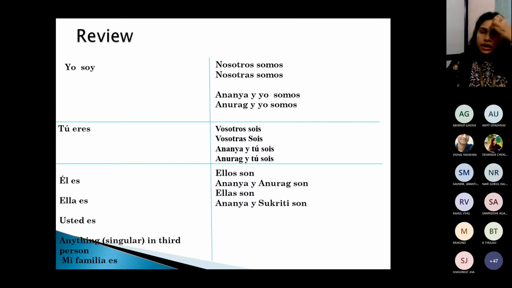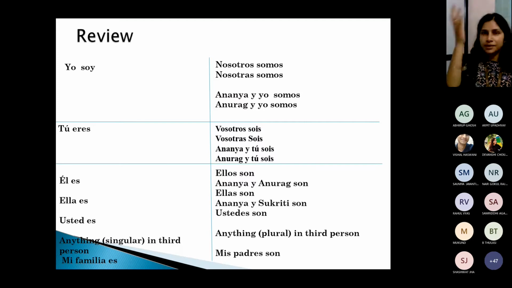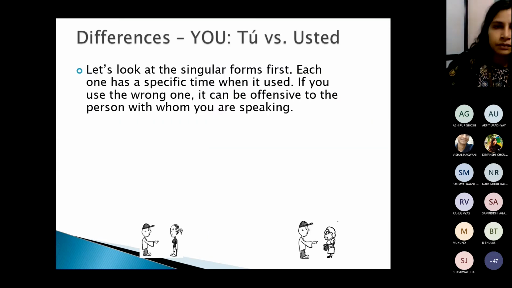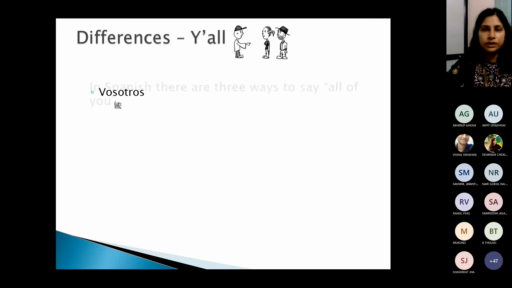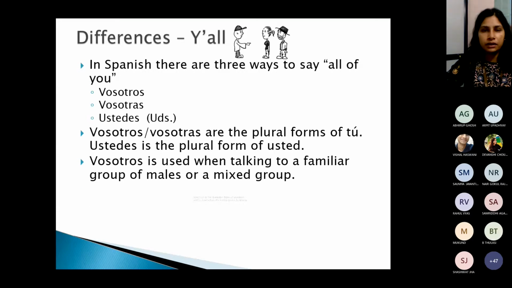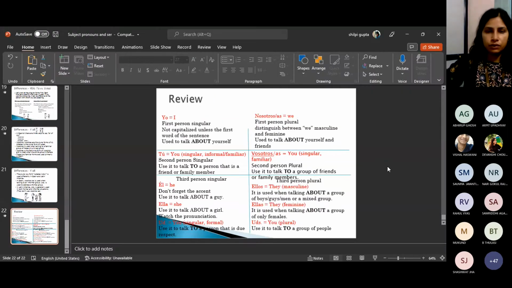Ellas son, Ananya y Sukriti son, ustedes son, or anything plural in third person will be son. Okay? My parents, my dogs, my cats, my mobiles, my cars, my houses, everything which is in plural. I will not talk about tú and usted, we have talked about this. You just need to review; no need to go through the whole thing again. I hope that is clear.